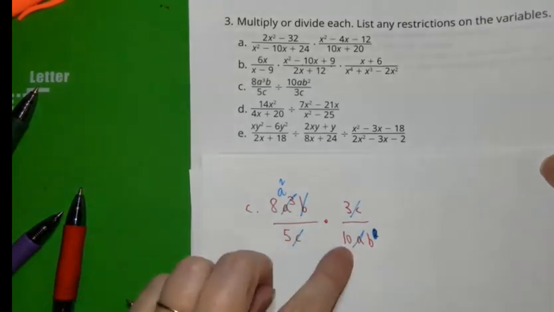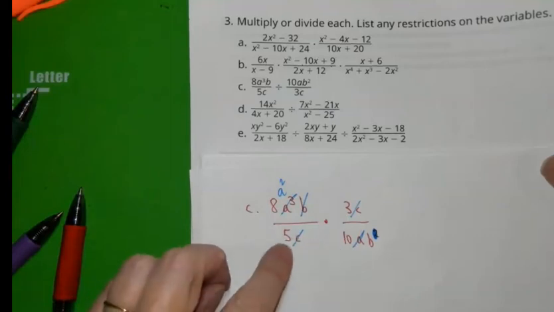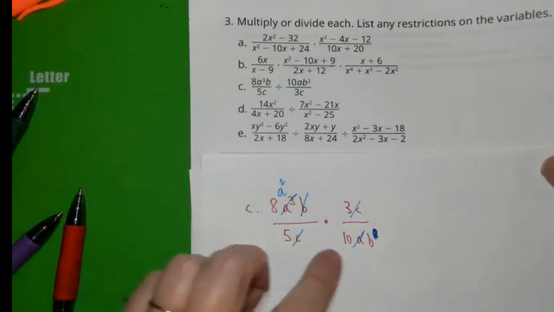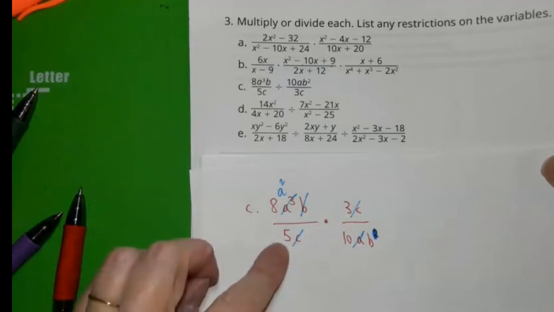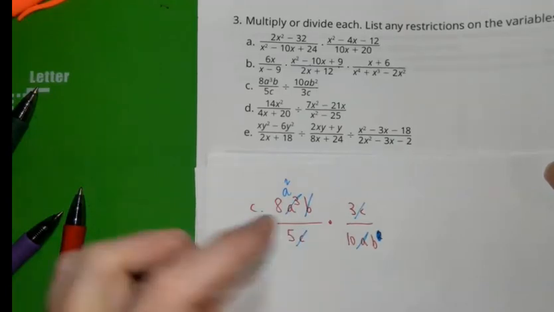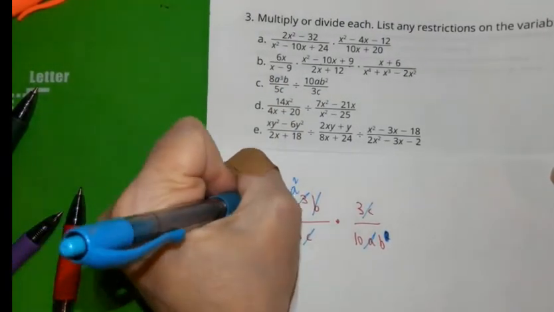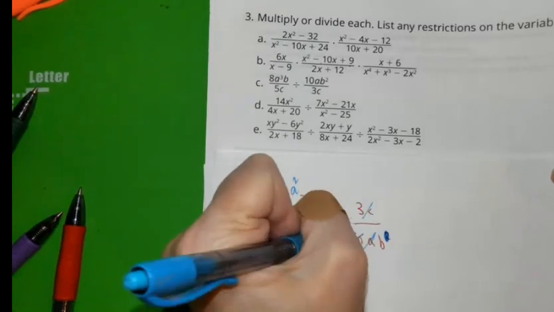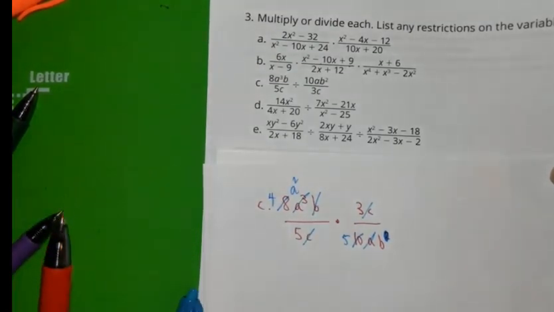The 5, there is nothing that will divide out the 5. Be very careful. The 10 and the 5 are both in the denominator, so you can't divide anything out. The 3, there is nothing on the bottom divisible by 3. But this 8 has a factor of 2, and this 10 has a factor of 2, so I could divide both by 2. So 8 divided by 2 is 4, and 10 divided by 2 is 5. And so I've divided out everything I can.